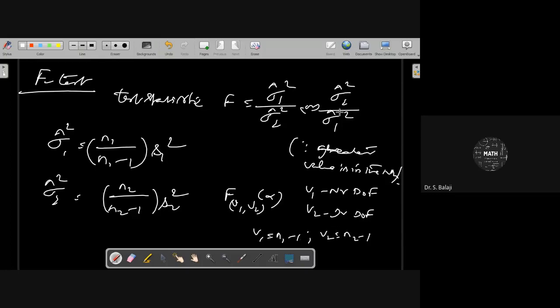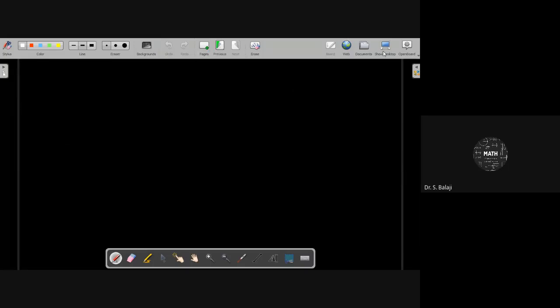Suppose sigma 2 is in the numerator, then V1 comes N2 minus 1 and V2 comes N1 minus 1. Whatever is present in the numerator, for that only you have to use N1 minus 1 or N2 minus 1. These are all the things you have to remember in the F test here.